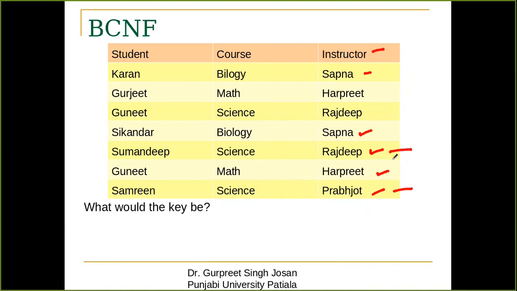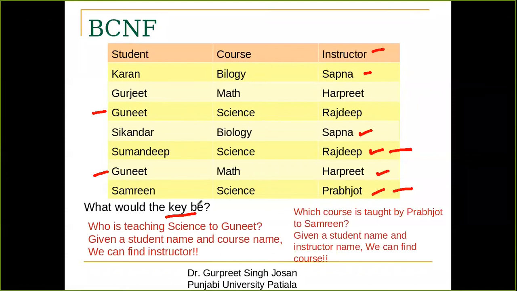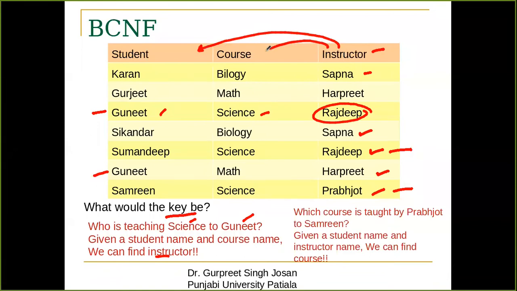Now let's find out what will be the key of this particular table. Can you find out? So let's think about this. Who is teaching science to Guneet? That means given a student name and course name, can I find the instructor name? Yes, sir. Given the student name and course name, I can find the name of the instructor. So that means name of the instructor is dependent upon student name as well as course name.